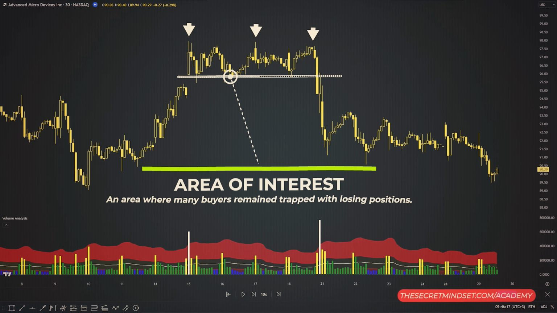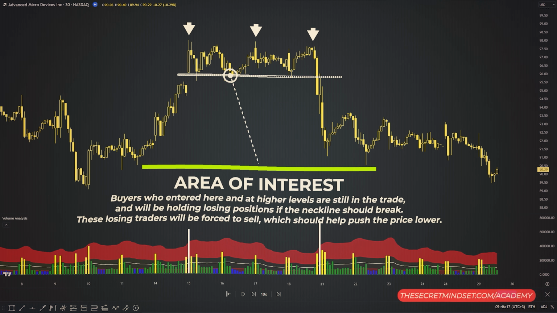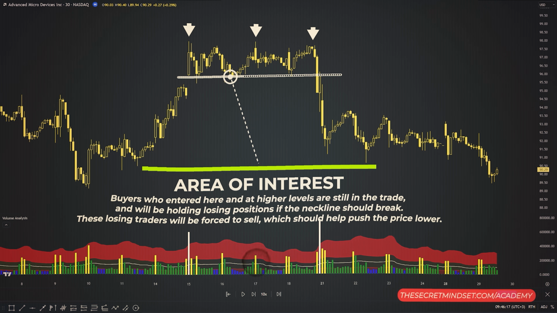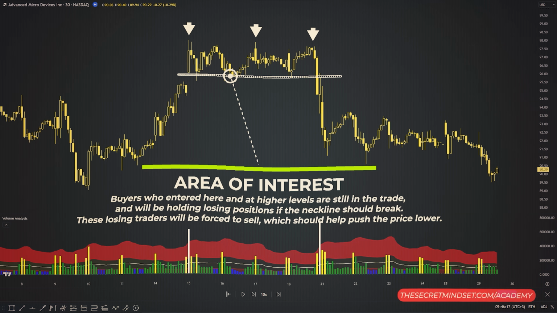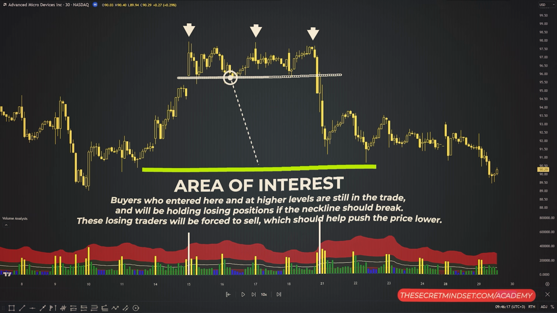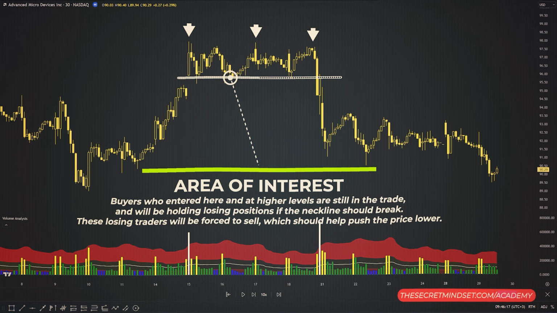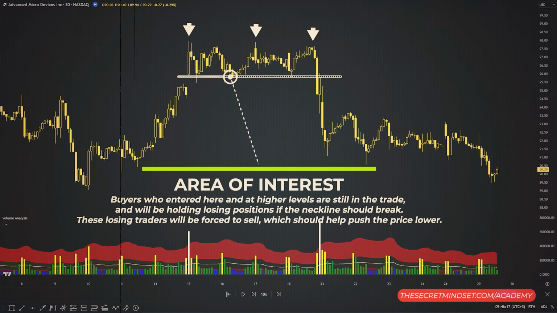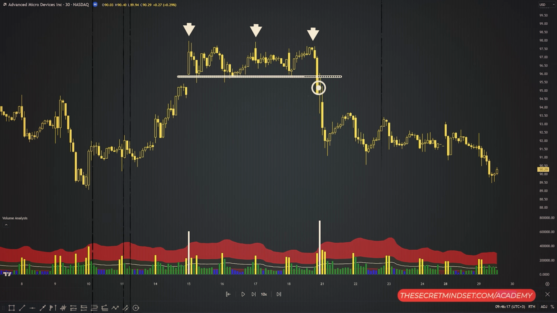This is the area where many buyers remain trapped with losing positions. Since the price moved up from the neckline on several occasions, we can assume that many traders were buying at that level. We know that those buyers, along with any buyers who entered at higher levels and are still in the trade, will be holding losing positions if the neckline should break. These losing traders will be forced to sell, which should help push the price lower.